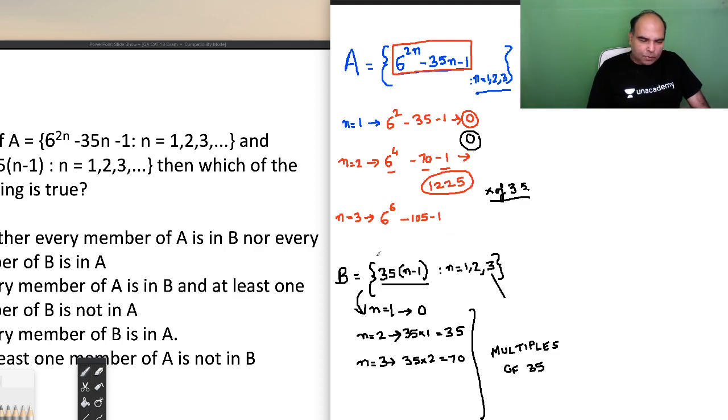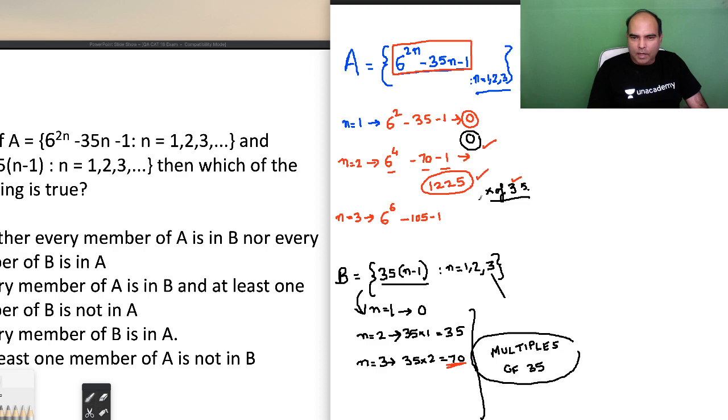So if I look at the options with these values, neither every member of A is in B nor every member of B is in A. Every member of B is not in A. That is clearly visible. We can see that very clearly. But for the time being, all the numbers in A, the number 1225, is also a multiple of 35. So every number of A will come in B as of now, unless you can find at least one number which is there in A and not in B. So we'll keep this option in abeyance. Second option, every member of A is in B, and so the question becomes: are we going to be able to find a number in A that is not a multiple of 35? Because if we can find such a number, then we'll go to option 1.